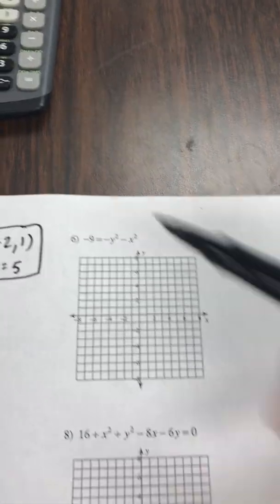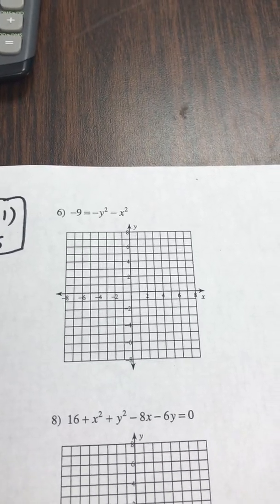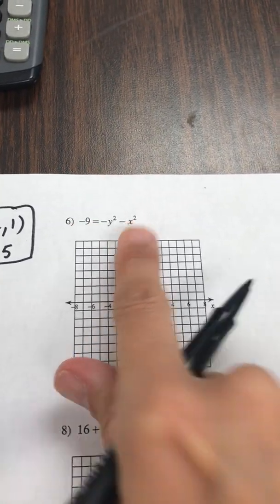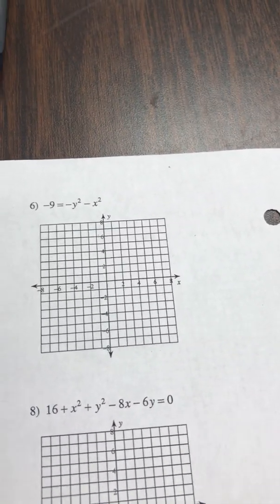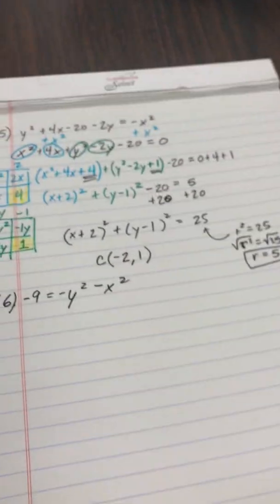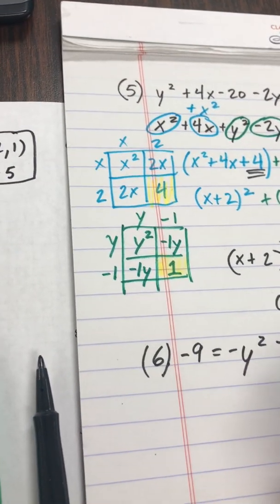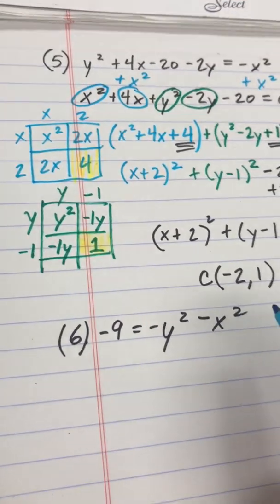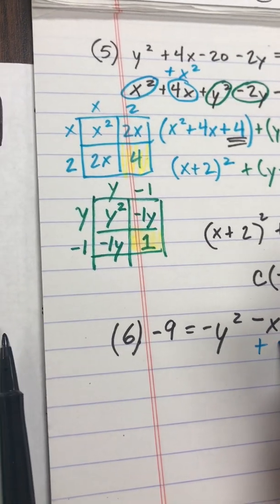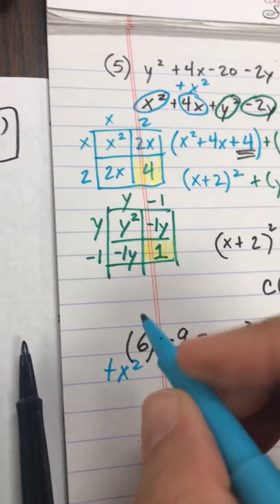Okay, next one. Oh, this is kind of interesting. I think it's pretty close to the way I need it to look. Let me just copy the problem down on a piece of paper. Okay, so right now, I don't really like the way it looks. I wish that everything was all the way over to the left. So I'm gonna add x squared to both sides, and I'm gonna add y squared to both sides.